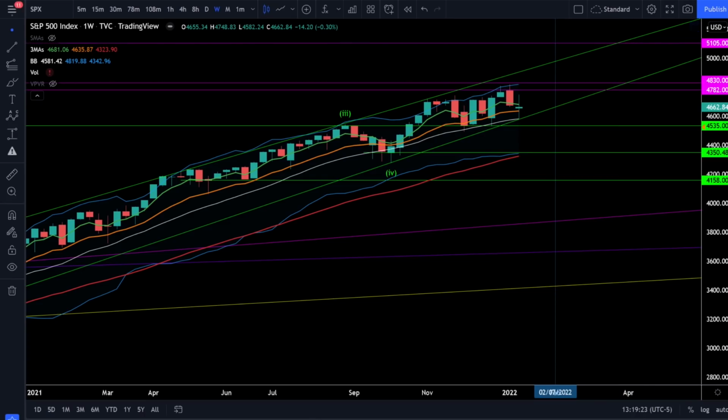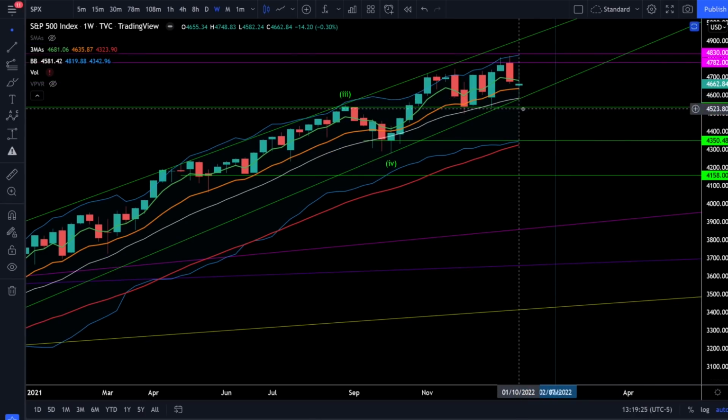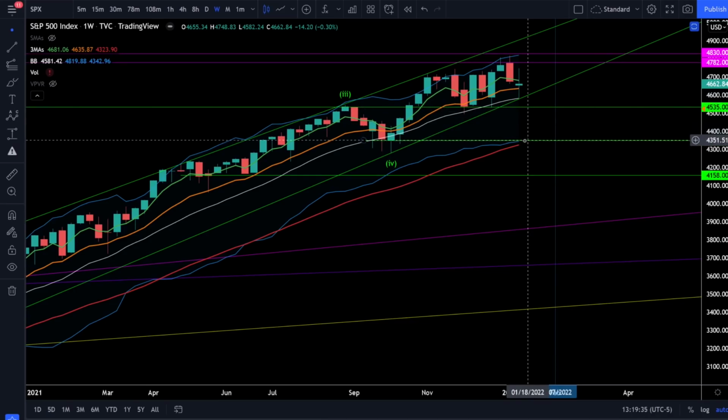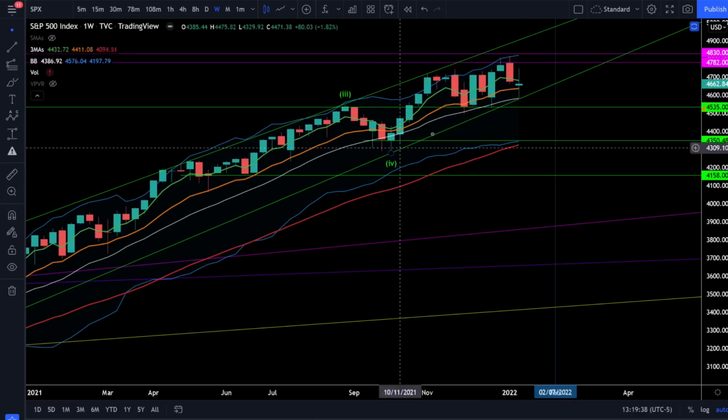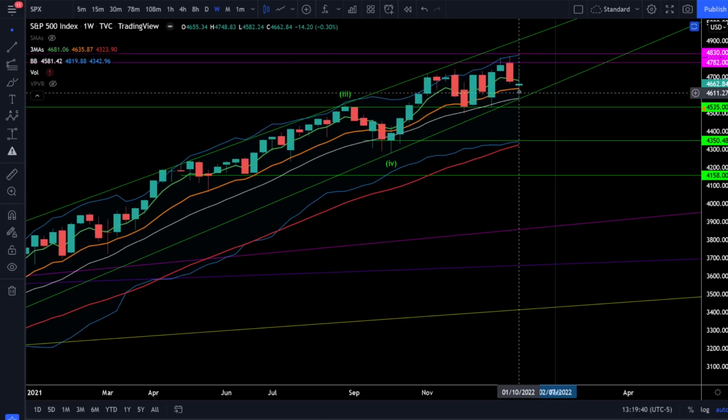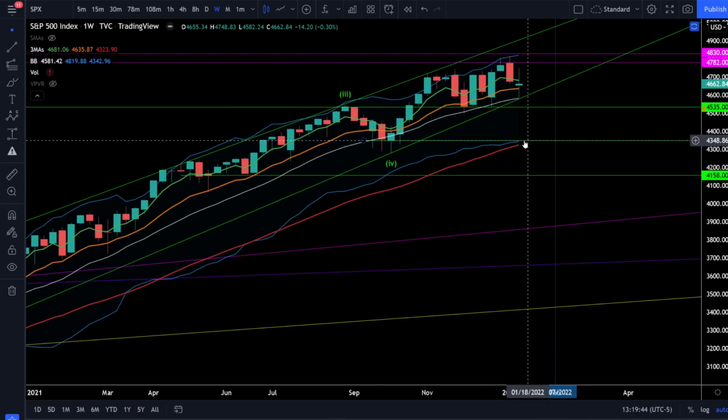Now, all of this is not true if we do lose this support level right around 4535, because if we lose that level, we're more than likely going to see the correction through price, and the next leg lower would be right around 4350. So you have very strong support right around this zone in the 4500s, and if we lose that support level, we're more than likely going down to the 4300s.